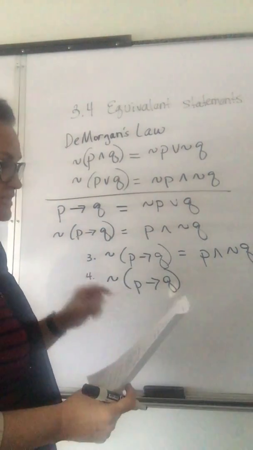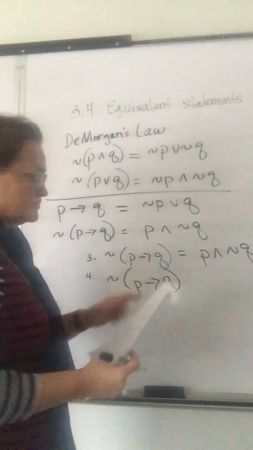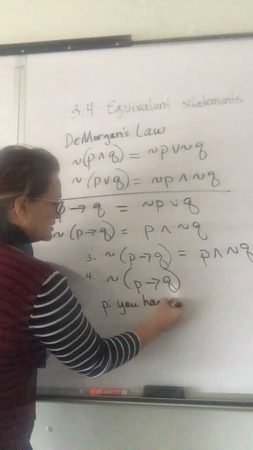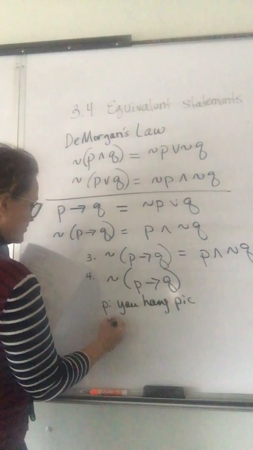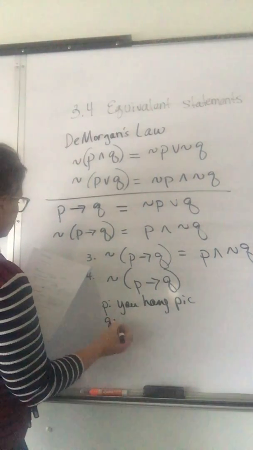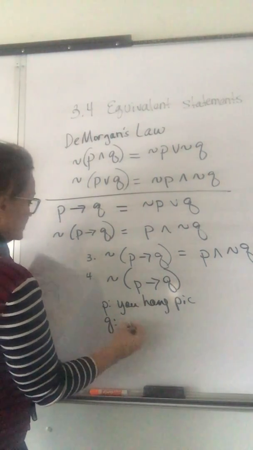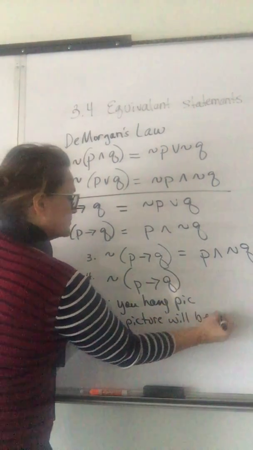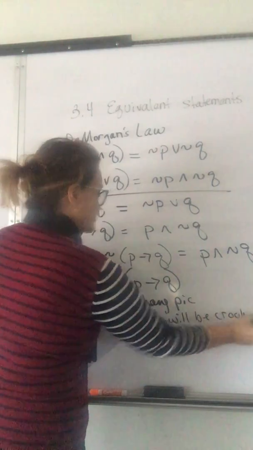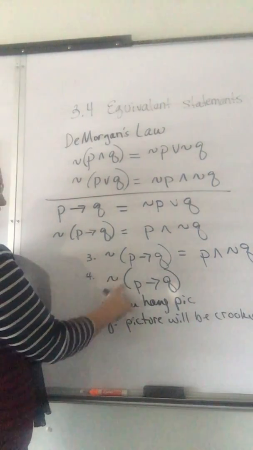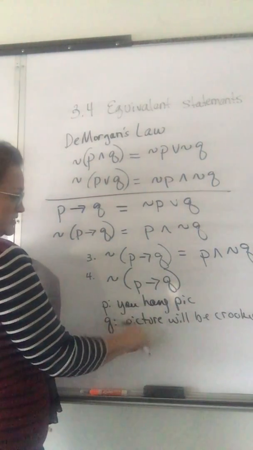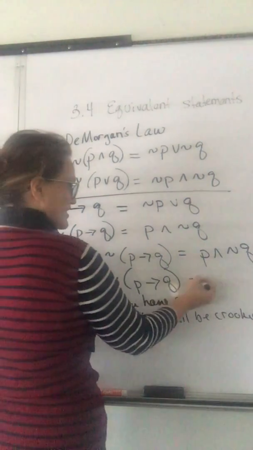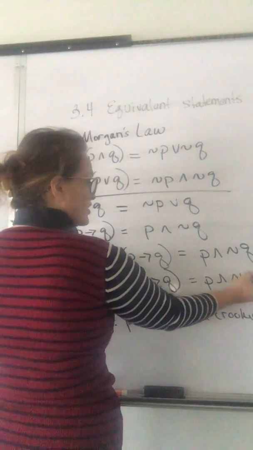Now they want you to use it. It says, it is false that if you hang the picture, so we're assuming statement P is you hang the picture. If you want some words in there, we're going to need that to write our statement. And then Q, the picture will be crooked. Okay, so there's our P and Q statements. So this is saying it is false that if you hang the picture, then the picture will be crooked. An equivalent statement of that is our P and not Q.